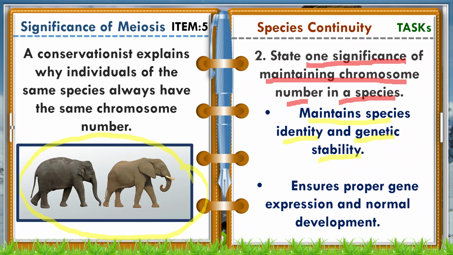Then also, it ensures proper gene expression and normal development. So when the chromosome number is maintained, there is going to be proper gene expression. Genes will express themselves properly, and then there will be normal development of the organisms in that particular species.